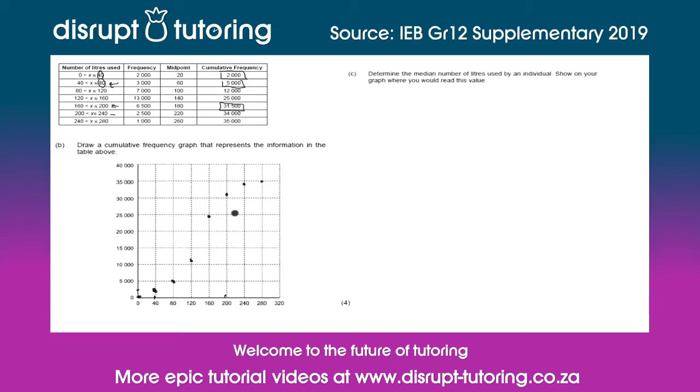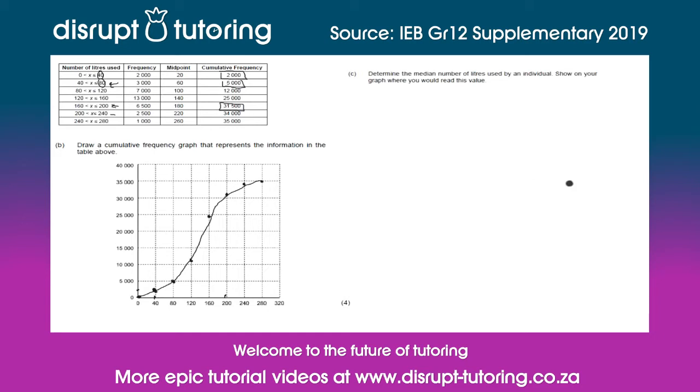And now this is important. You just have to be as neat as possible. Make a smooth line that goes through all the data points. Cool, and that will give you your 4 marks.